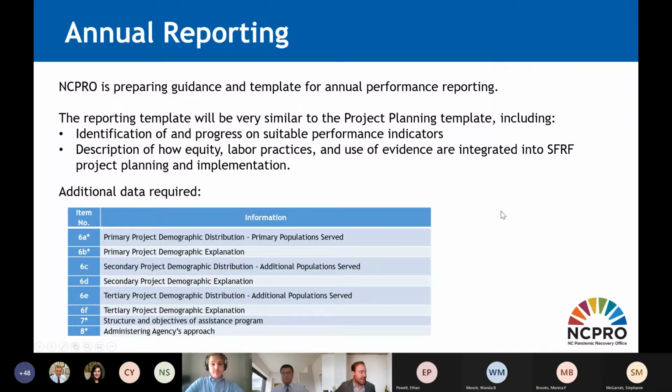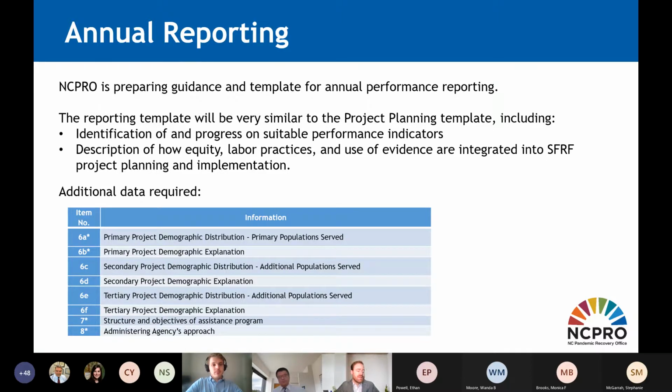Back to the slide deck, that brings us to annual reporting. Annual reporting, we are still preparing guidance on this. As we said, we didn't get the final guidance or template for this from Treasury until last Friday. So we were working on rolling this out, but the short version is it'll look similar to the project planning templates that you all submitted early on in this process. Some things you can expect to need to speak to in the performance reporting will be the performance indicators. We can work with you on all of that if you need support identifying appropriate performance indicators.